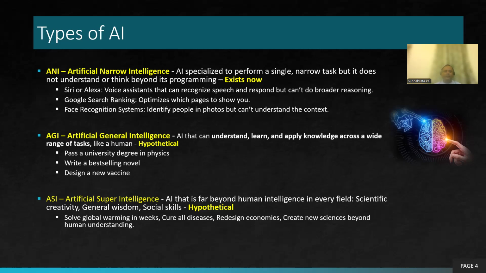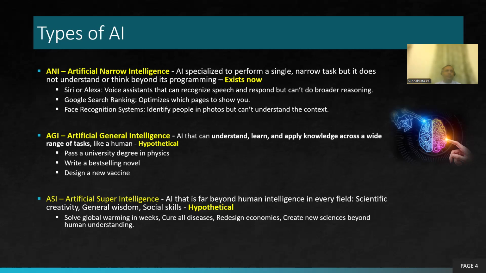And the third one is ASI, artificial super intelligence. AI that is far beyond human intelligence in every field: scientific creativity, general wisdom, and social skills. I'm sure all of you have seen the movie Terminator. Remember the villain? It was an auto healing machine, and sometimes it was generating multiple replications of that particular model. So those are beyond our imagination.